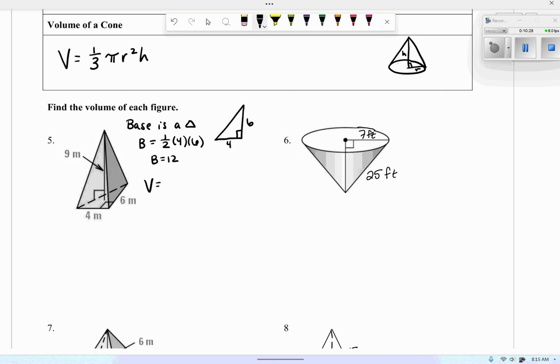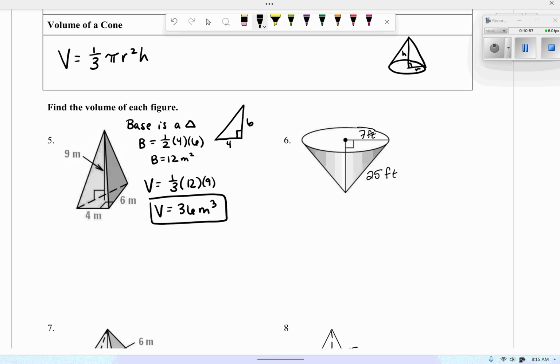And so the volume equals 1/3 the base, which is 12, times the height of the pyramid, which is 9. So that gives us a volume equal to 36 cubic meters. And this would be for the area. Remember, the area is just squared, so this would be meters squared.